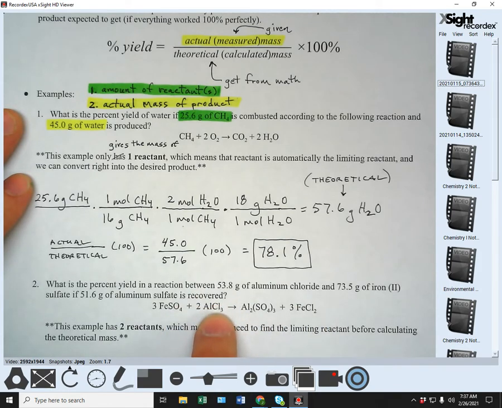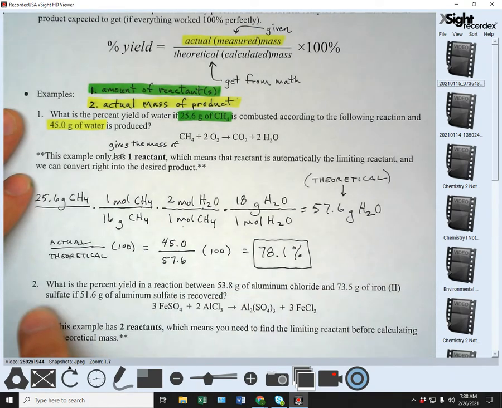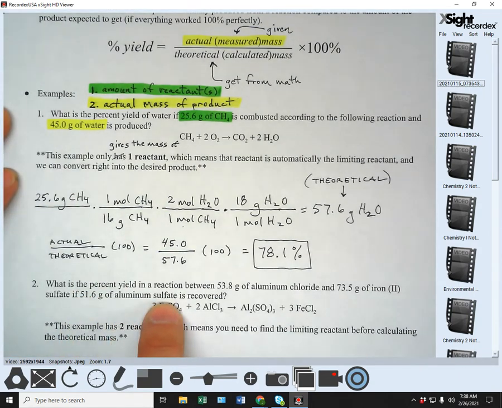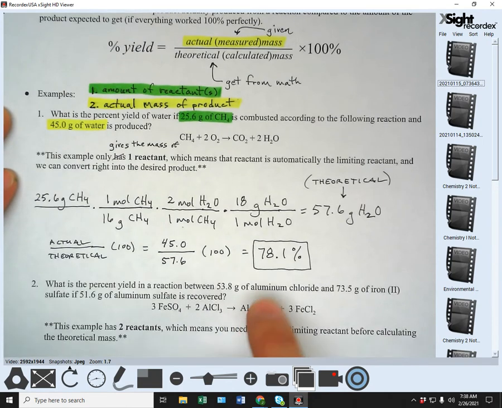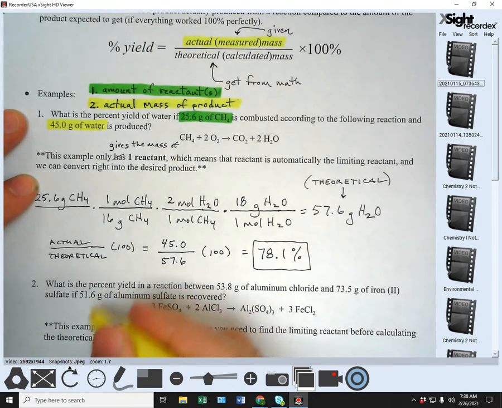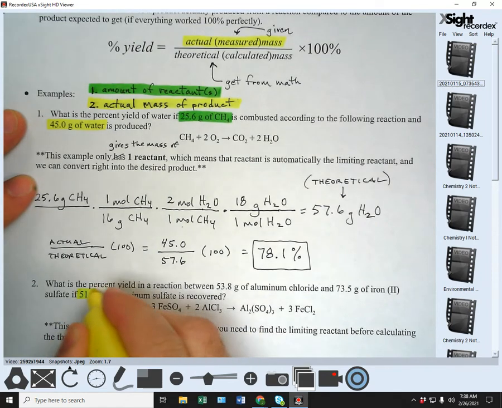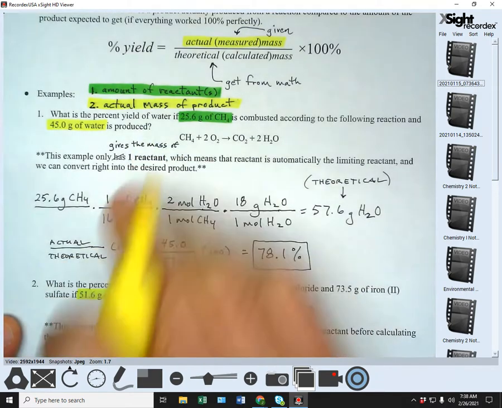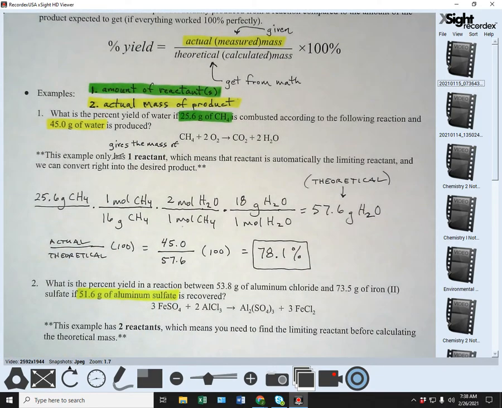That's on the left side. Iron 2 sulfate, iron is Fe, sulfate is the SO4, so that's over here. That's on the reactant side, that's not it. So that means this 51.6 grams of aluminum and sulfate right here. That's a product, it's on the right side, which means this is our actual. So we don't use that until the end where we do the percent yield.